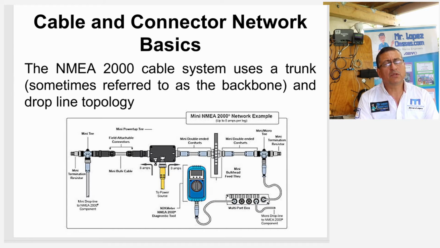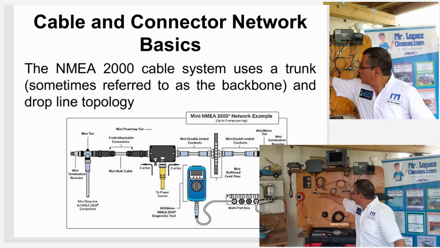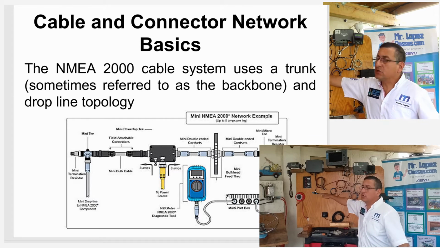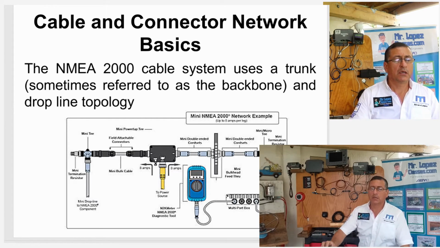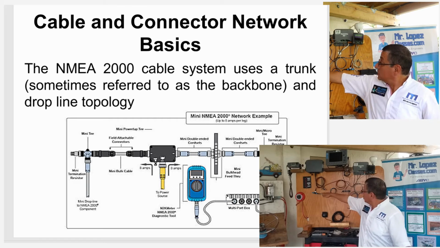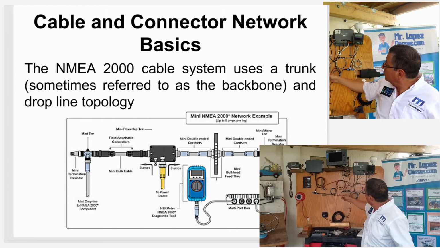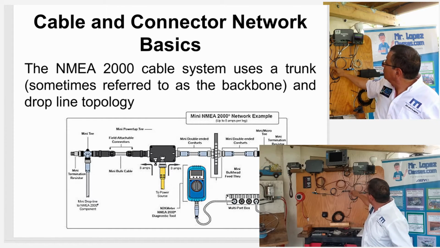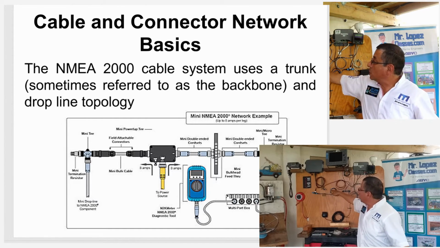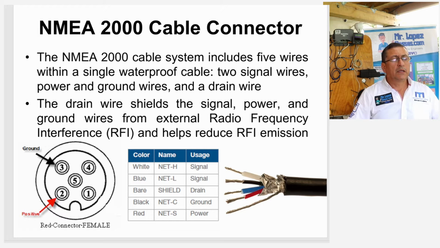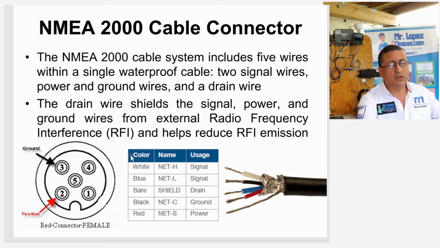The NMEA 2000 cables use a trunk, sometimes called a backbone, and this is the trunk or backbone, and those are the drop lines. Those are the drop lines, and this is the trunk. The NMEA 2000 cable includes 5 wires, like you have right now on the screen: 1, 2, 3, 4, and 5.